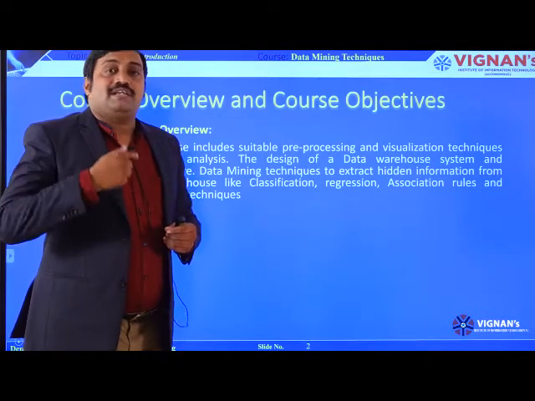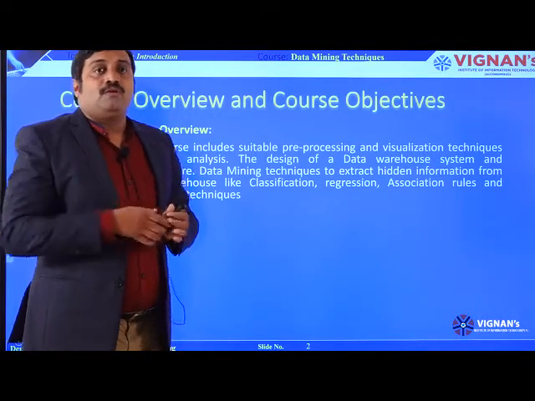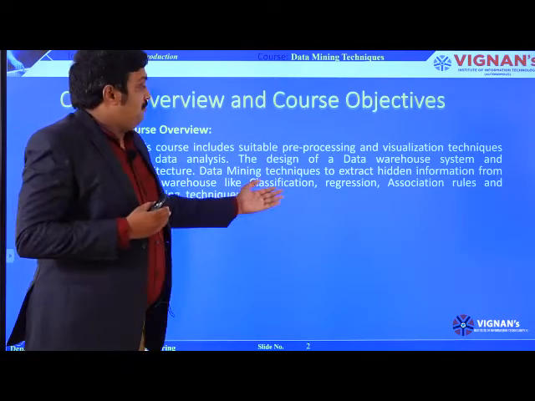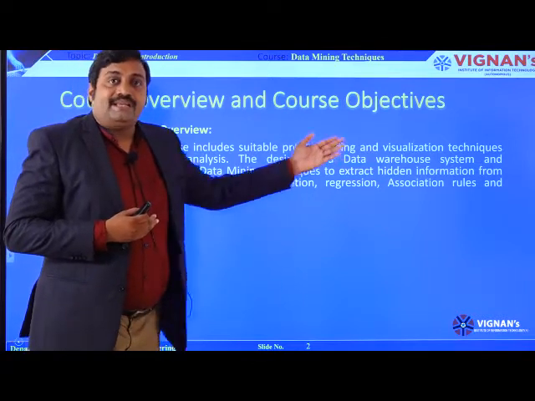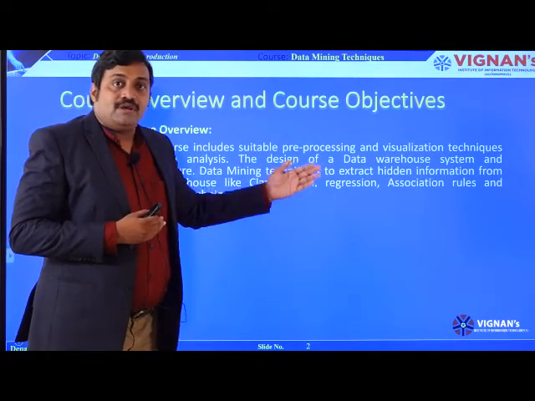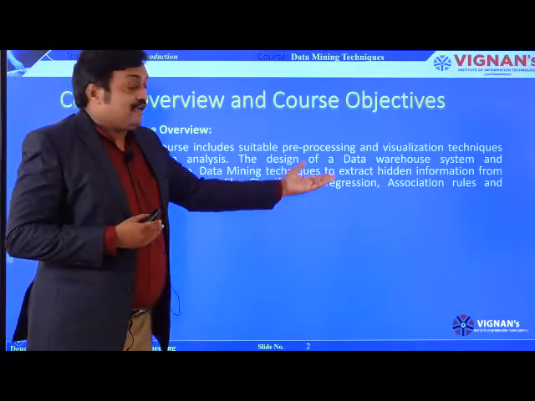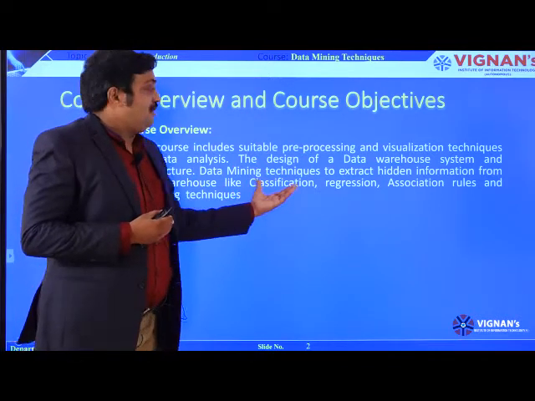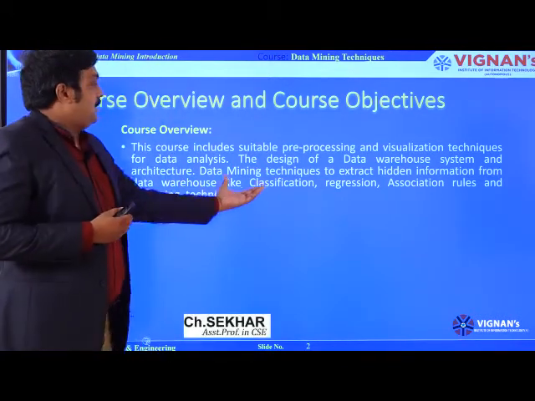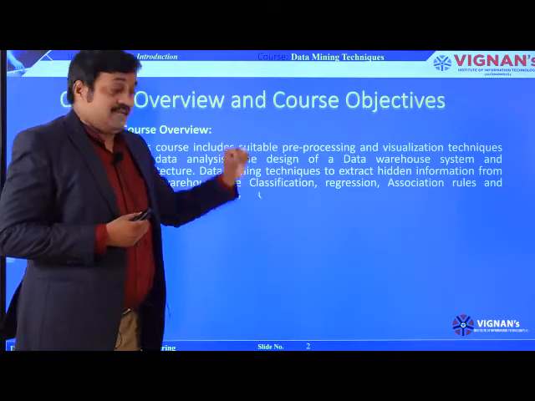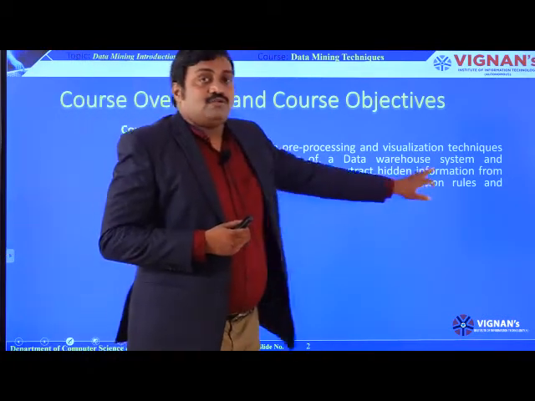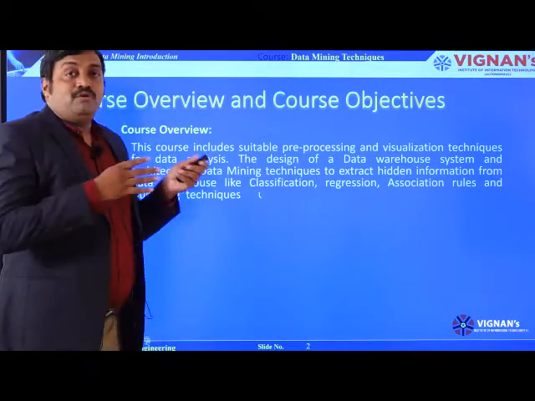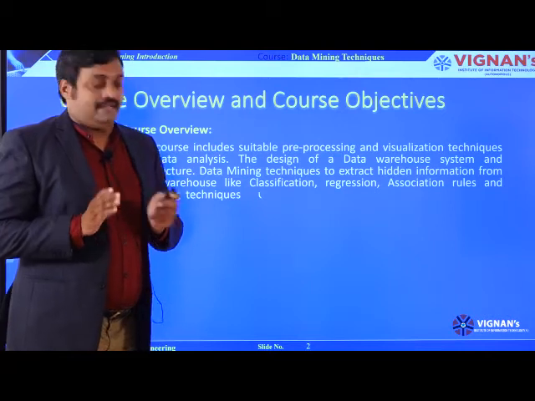Similarly, what are the techniques or tools we are going to use to retrieve the information from the data warehouse. And once you are getting the data, what are the various mining techniques or algorithms we are going to apply on the data extracted from the data warehouse, and that is why we are going to learn about the various data mining techniques like classification, regression, association rules and clustering concepts. Okay. This is about our course of data mining techniques.